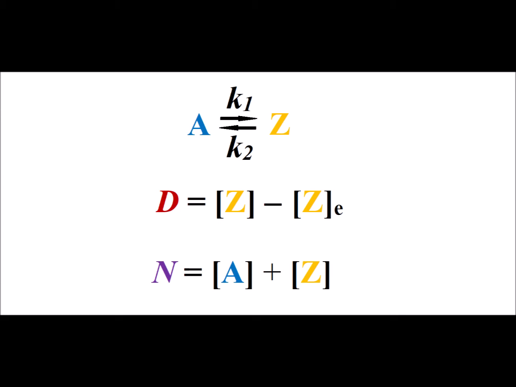We can define a quantity D, which is the difference between the concentration of the product Z at any time and the concentration Z sub E, which would be the equilibrium concentration of Z. Also, let's define another quantity N, which is just the sum of the concentrations of the reactant A and the product Z.